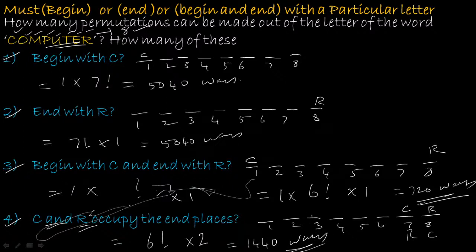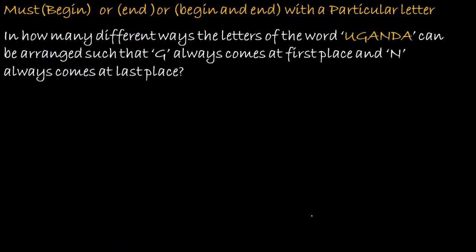So up to this point you got a clear idea about how we can calculate if a problem is given and must begin or end, or begin and end, with a particular letter. In the previous problem, none of the letters is repeated more than once. If a letter is repeated more than once, then how can we calculate the different possible arrangements? That is what we are going to discuss under the same category right now.